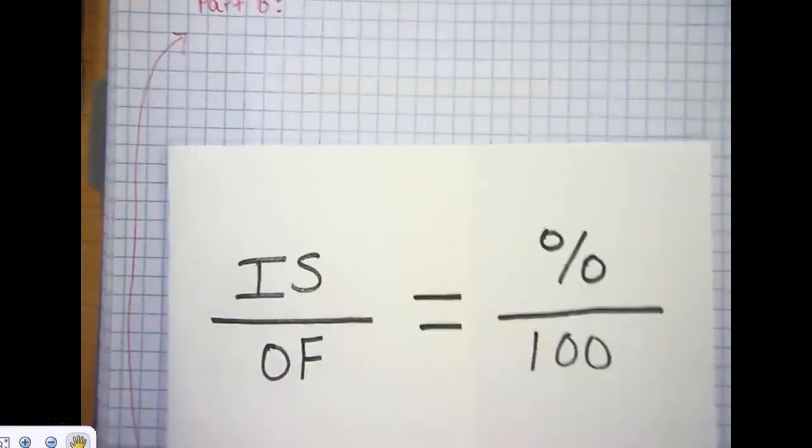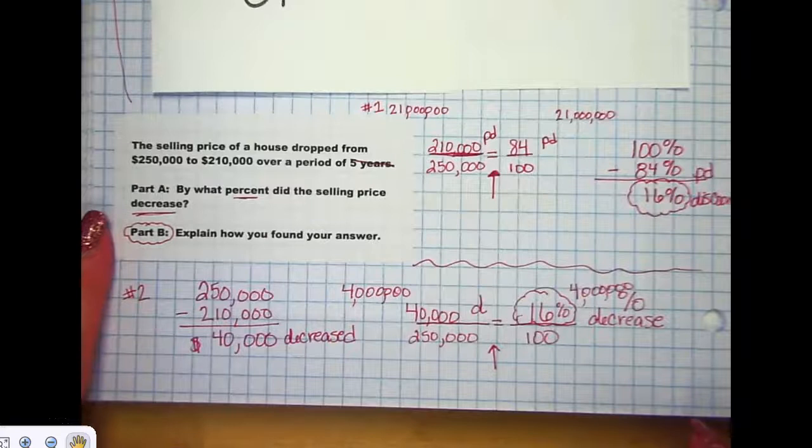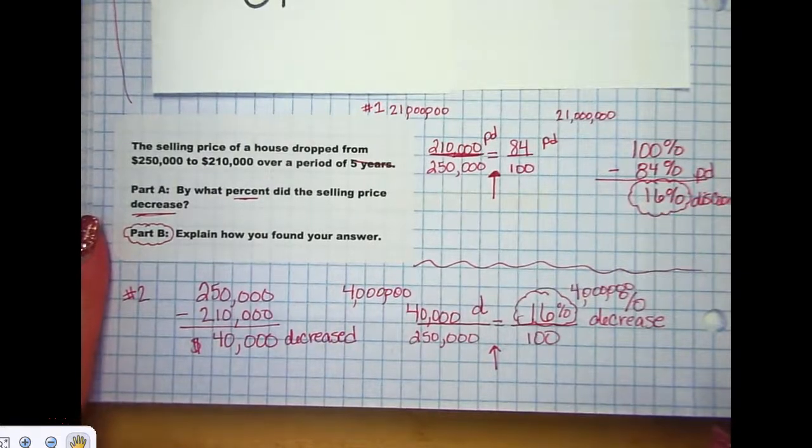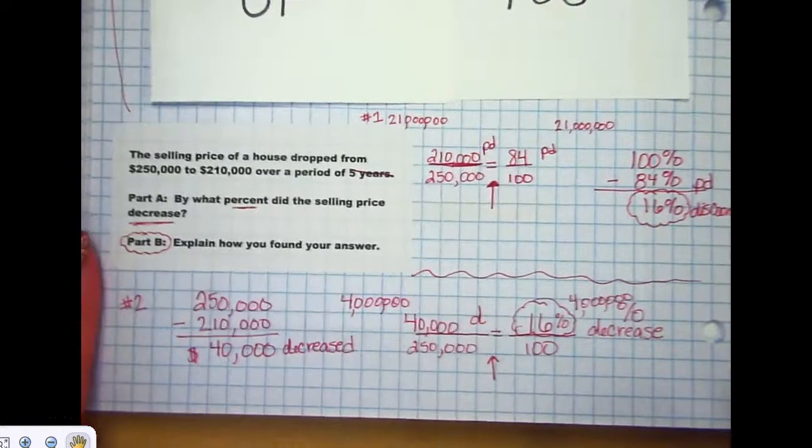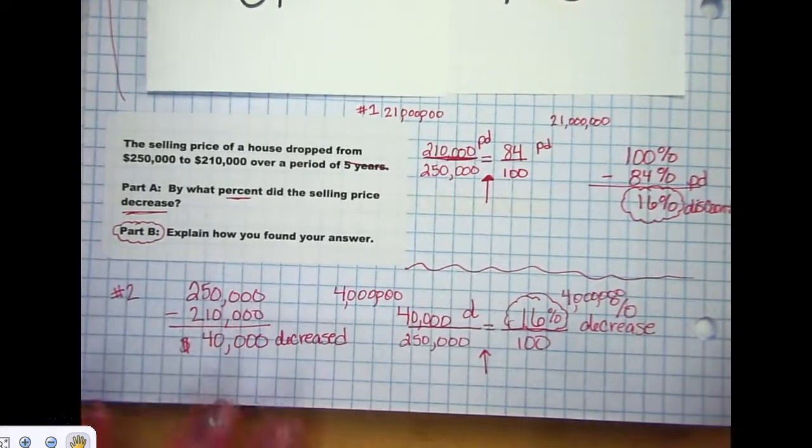Is there anybody that's unsure of how to explain it? No? Okay. So that's what you're going to do. You're going to finish part B on your own. Hopefully you've got one of these two ways written down.